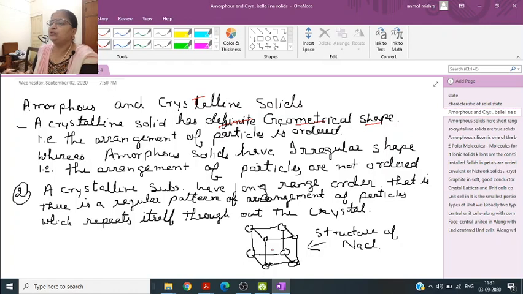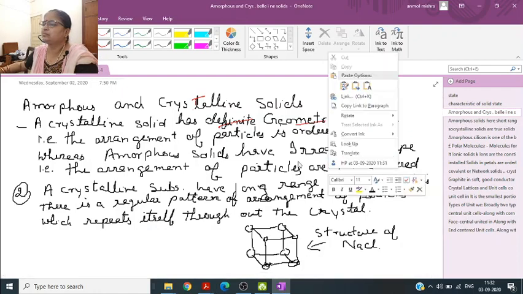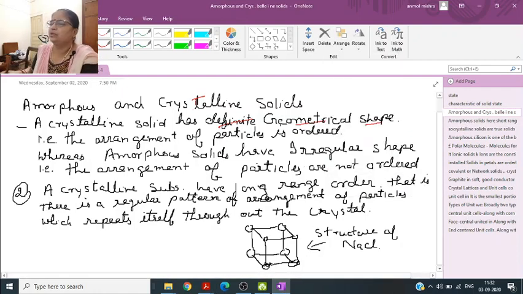Whereas, amorphous solids have irregular shape, that is, their arrangement of particles is not ordered. Crystalline substances have long range order. It means that there is a regular pattern of arrangement of particles which repeats itself throughout the crystal.